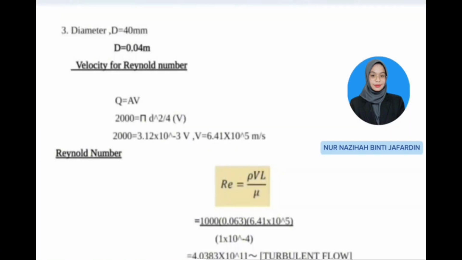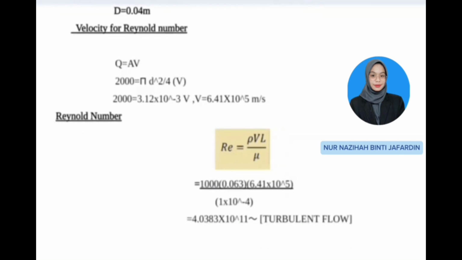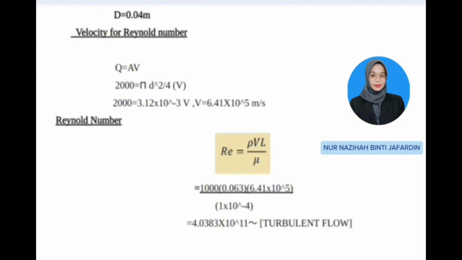Second step is we have to calculate the Reynolds number. So the formula that we use is Reynolds number equal to rho VL over kinematic viscosity. So this is the Reynolds number that we get, and the type of flow of our pipe is turbulent flow.